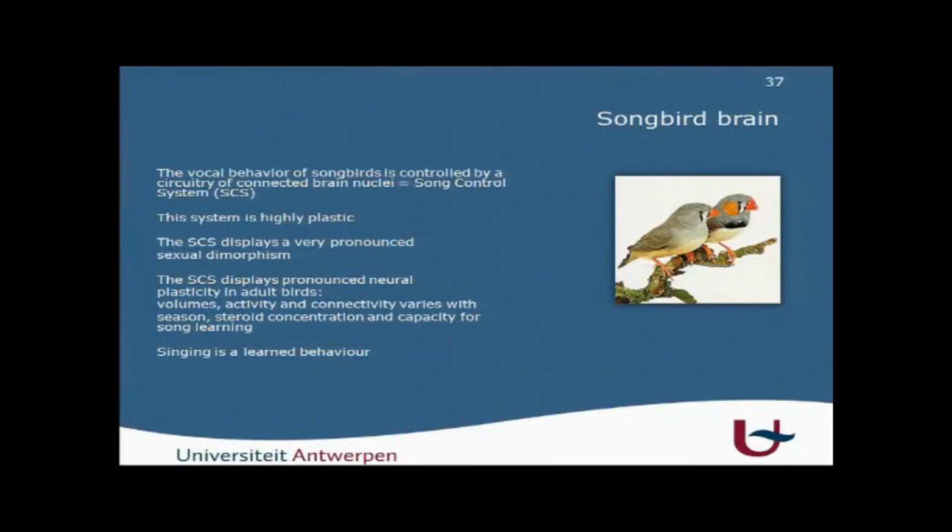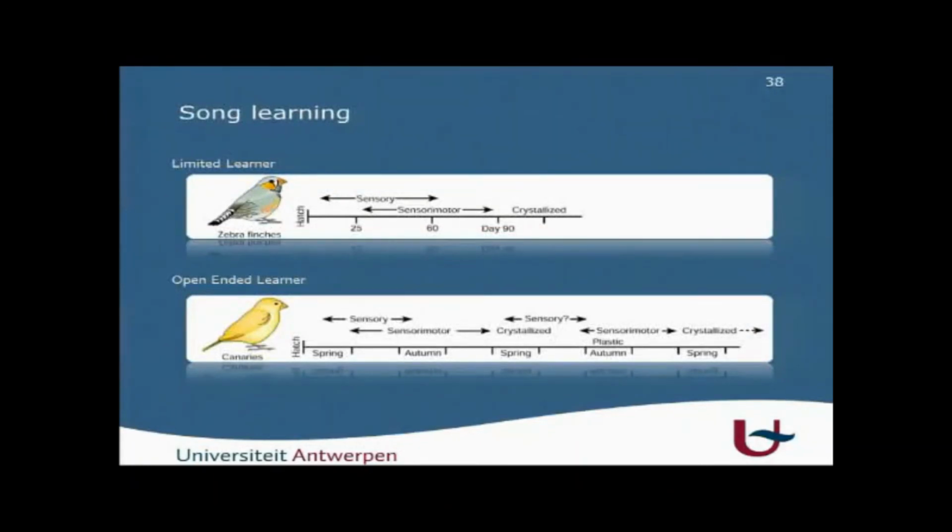And singing is a learned behavior, so learning and Hebbian plasticity, it all comes back. Here is an example of two types of birds. This is what I call a limited learner, this is an open-ended learner, and let's focus on this one.